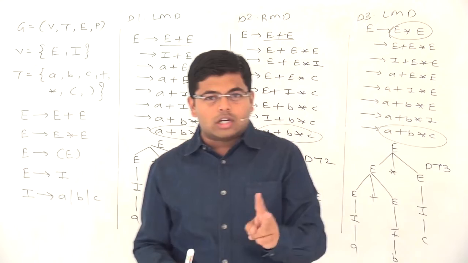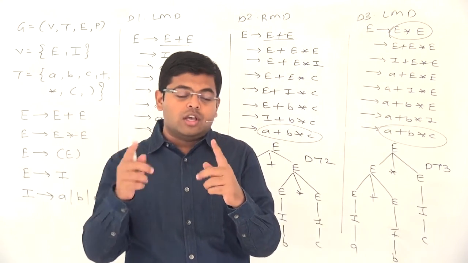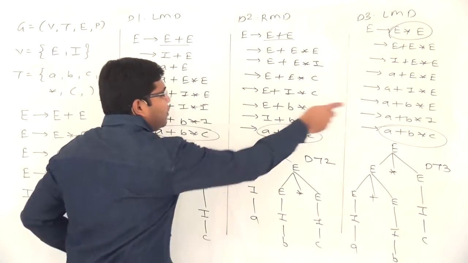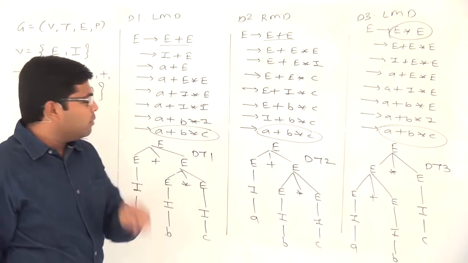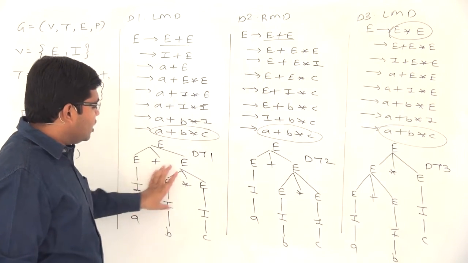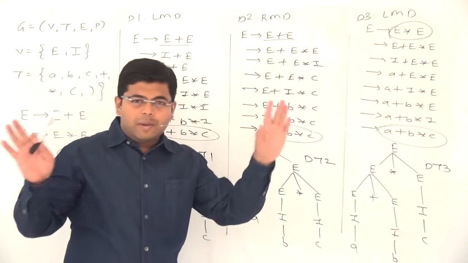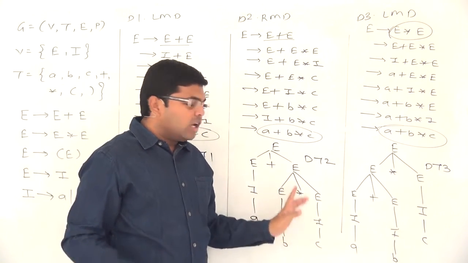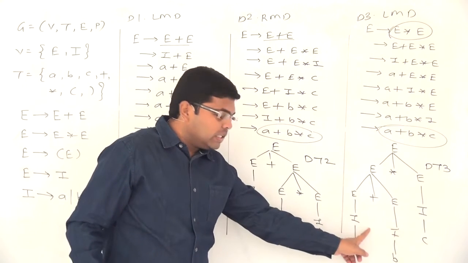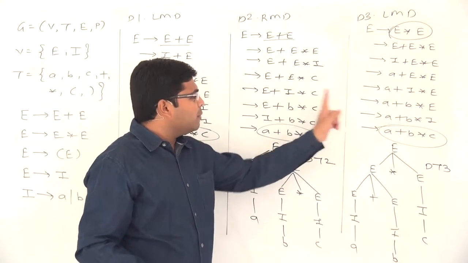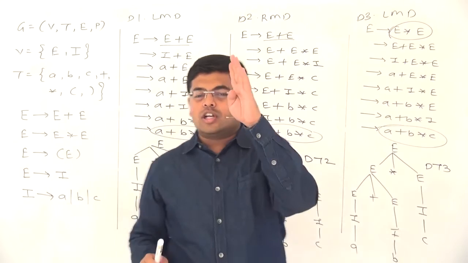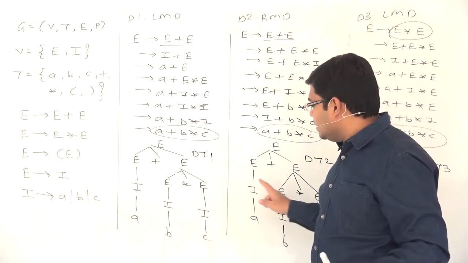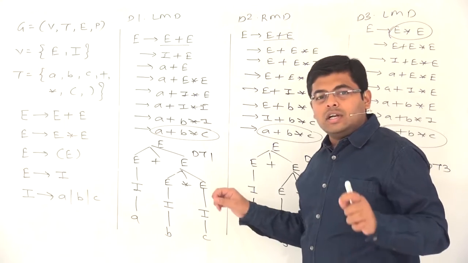We are drawing actually 4 conclusions. Conclusion number 1, for a given string multiple derivations are possible. Conclusion number 2, for a given string multiple derivation trees may be possible. Conclusion number 3, multiple trees mean multiple derivations, and conclusion number 4, multiple derivations do not necessarily mean multiple derivation trees.